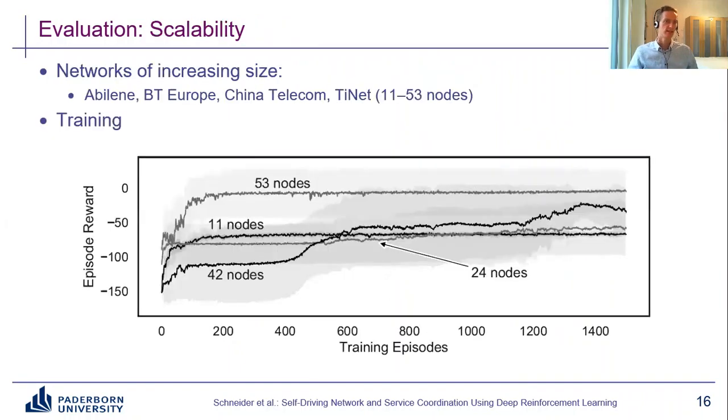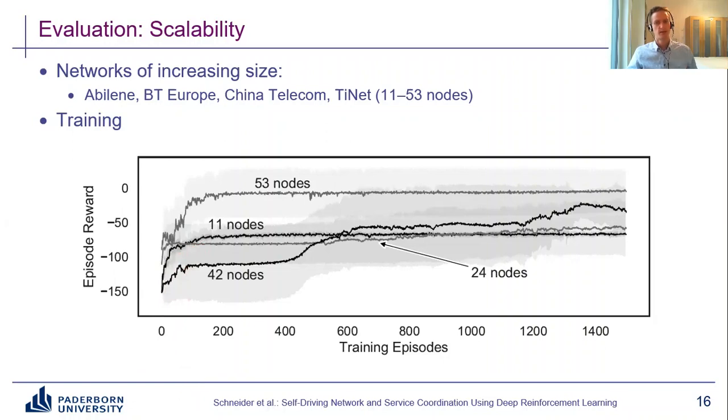So now lastly, let's have a look at scalability of our approach. So we looked at networks of increasing size, as I said, the US network, a European network, China Telecom, and then a global network with up to 53 nodes and 90 links. We first looked at training. So what you can see here is the training reward over episodes. And you can see that within the first 100 or 200 episodes, the agent quickly improves the reward and quickly learns a very good policy.